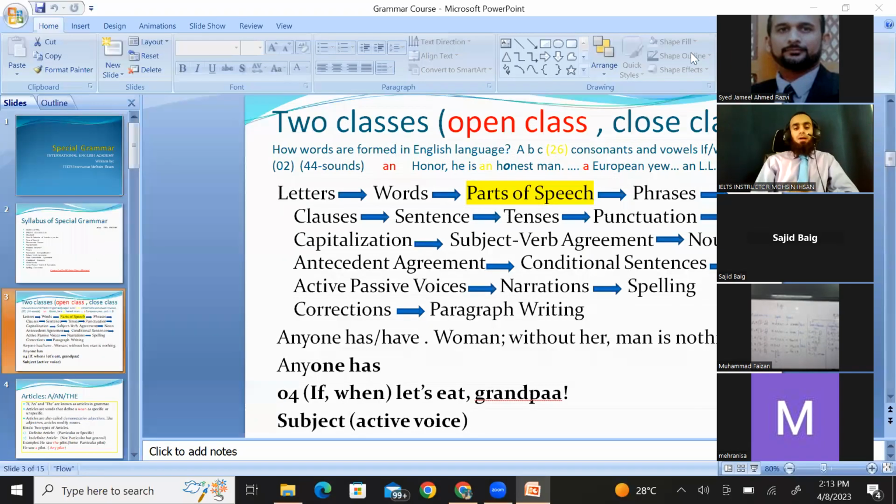Yeah, from letters, from alphabets to paragraph writing. This is grammar, right? What is grammar? If I ask you people, what is meant by grammar? Yes, anyone? What is called grammar? What is meant by grammar?